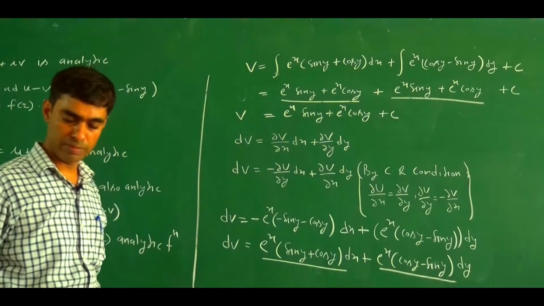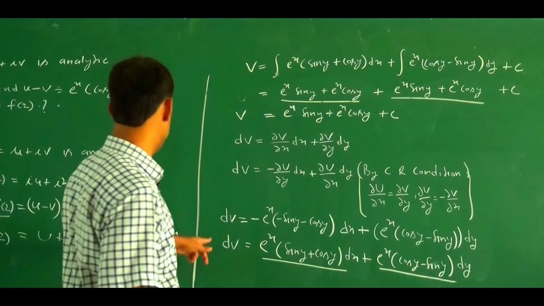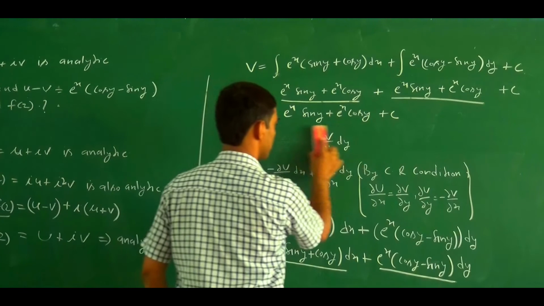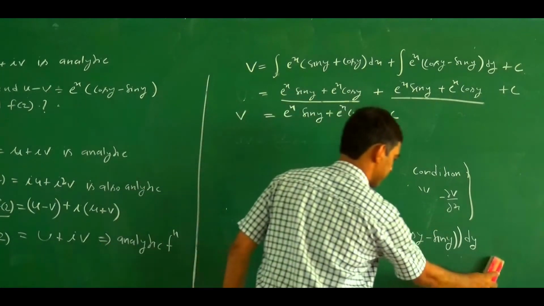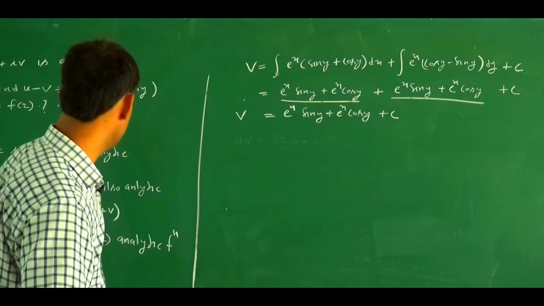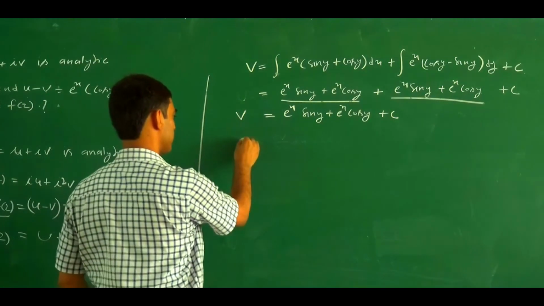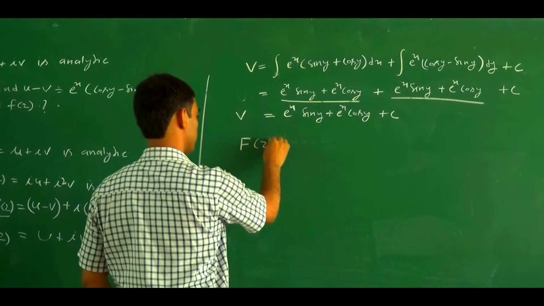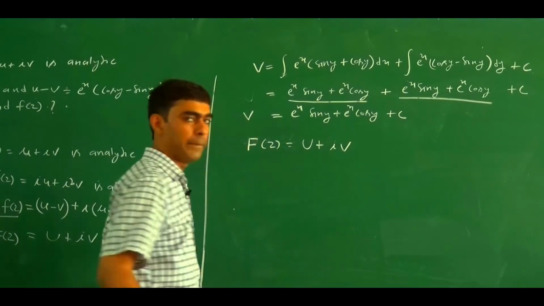This one is the value of B, capital B. Capital B means we have the value of u plus B. Now, how do we find the value of capital F(z)? Capital F(z) equals capital U plus i capital B.